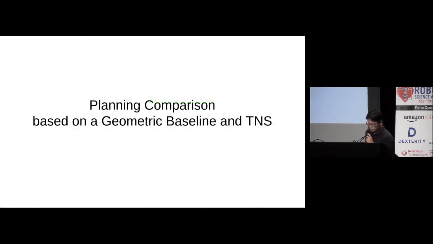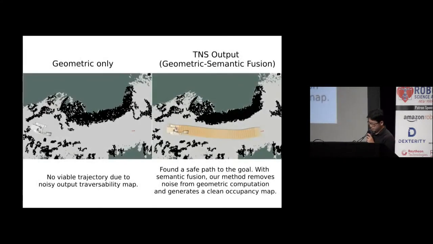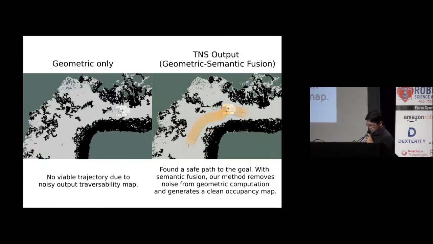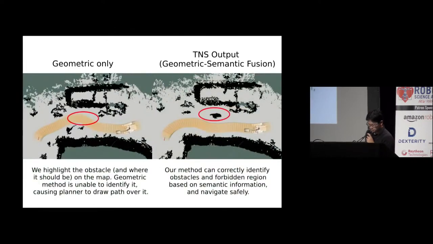Next, we'll show some planned trajectories based on different mapping methods. On the left is a planning result from a method based only on geometry, while on the right is the output of TNS. On the left, no viable trajectory is found due to the noisy output of the map. On the right, our mapping method can find a safe path to the goal. Our method can remove noise from geometric computation and generate a clean map through semantic segmentation.